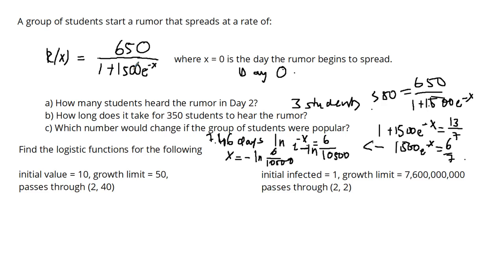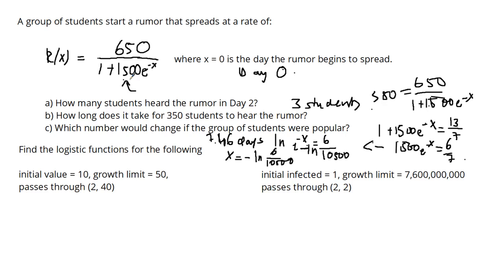How would we signify a more popular group of students? If the students were more popular, by day 0, there would be more students hearing the rumor than if the students weren't popular, right? So the value that we can change to make those students more popular is this value right here, 1,500. If we take this 1,500 lower down to 50 or something, then we'll have 13 students already hearing the rumor at day 1, right?